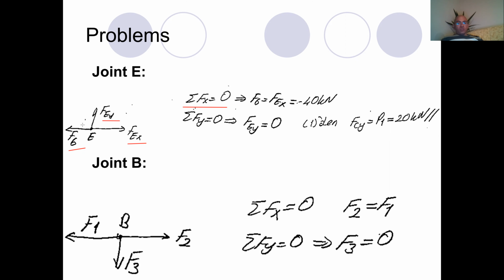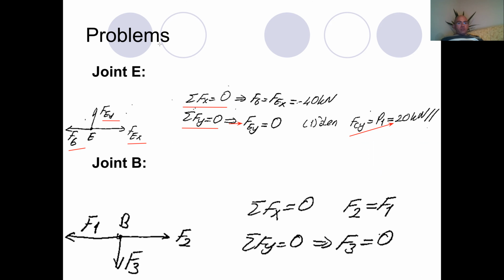If we write the sum of the forces in y direction, this gives us the value of Fey. So Fey is equal to 0. Now remember that I find the value for Fey. This means that at support E there is no force in y direction. Now I can calculate the support reaction at point C. From equation 1, I can easily say that Fcy is equal to P1, and that's equal to 20 kilonewtons. Now I have found all the forces, all the support reactions.